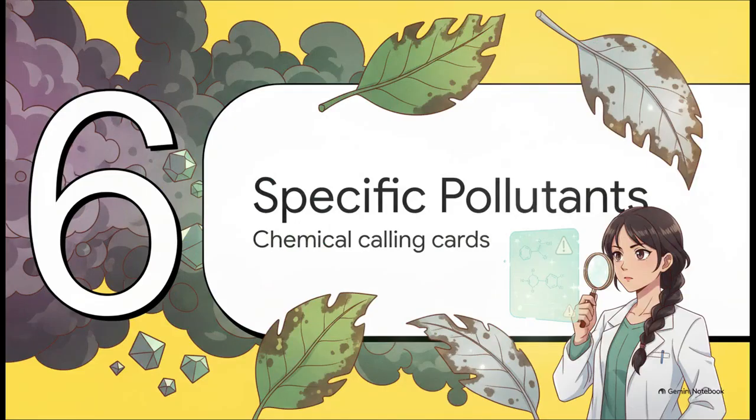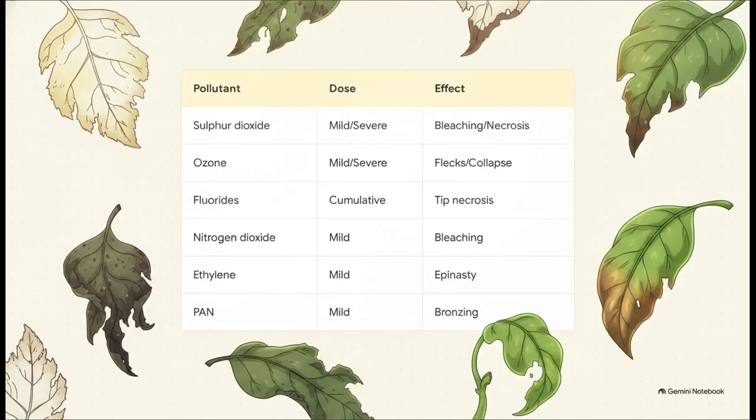Section 6. Specific pollutants and their unique chemical calling cards. Different pollutants actually leave highly specific chemical signatures on the plants they attack. Sulfur dioxide, for instance, typically causes interveinal chlorotic bleaching, or even leaves the foliage completely skeletonized in severe cases. Ozone exposure can leave tiny, distinct flecks or trigger total leaf collapse.